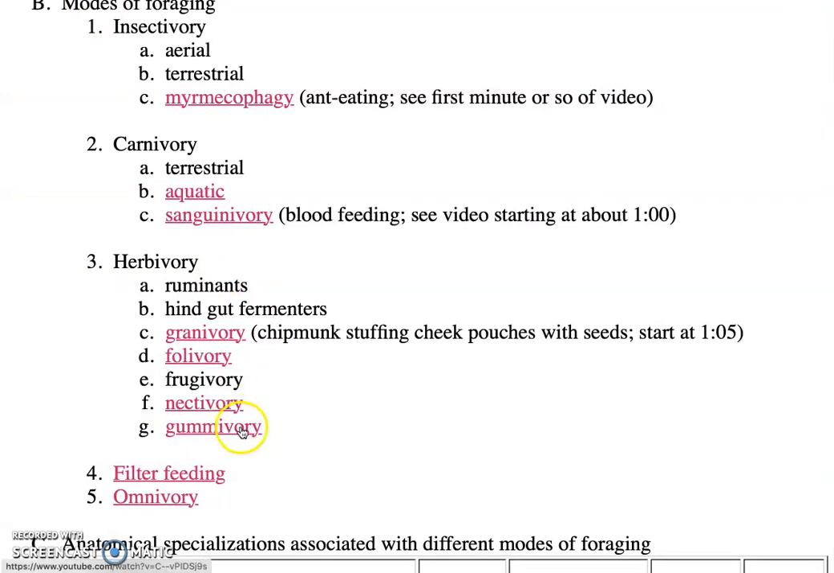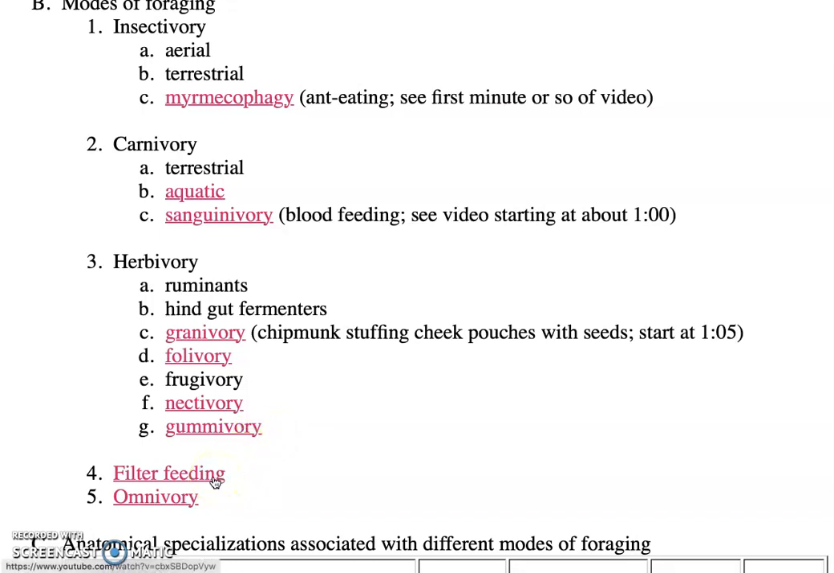Then we have gummivory, which is eating gum. And gum is the substance, the sap that comes out of trees. So the species that do this is mainly primates. They will use their teeth to create a wound in the tree, and the sap oozes out, and then they'll eat that. And that is a considerable part of the diet for some very small primate species.